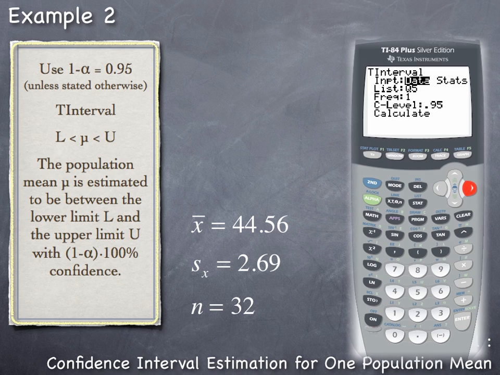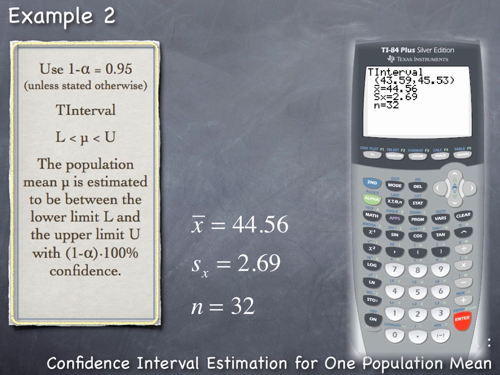Now we have the actual sample statistics, so we arrow over to Stats, and with the cursor blinking on Stats, we press enter to select. Then down arrow, we input x bar equals 44.56, enter. S sub x equals 2.69, enter. n equals 32, enter. C-Level, or the confidence level, is the customary 0.95. Down arrow to Calculate, press enter.